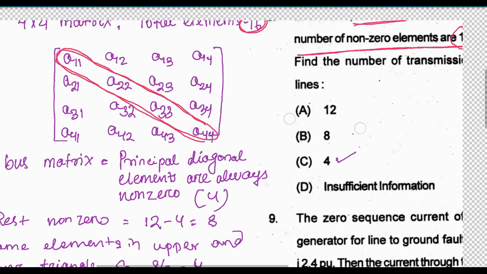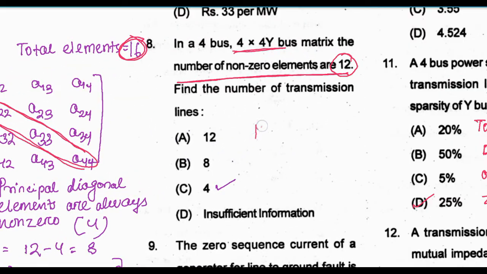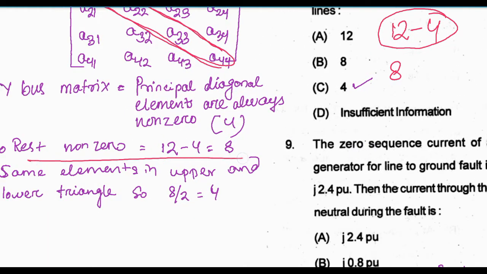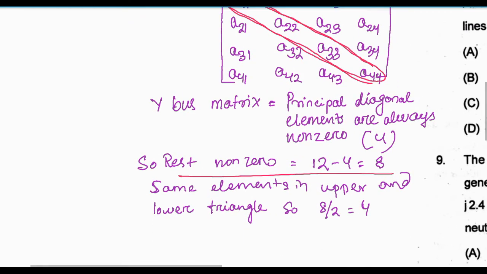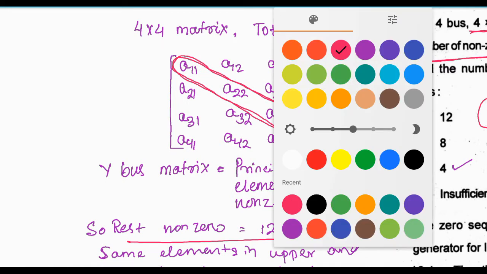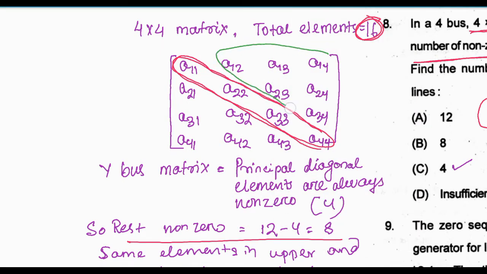Now from 12 non-zero elements, if we subtract the 4 diagonal elements, what are we getting? The off diagonal elements which are non-zero are 8. So that means from this element and from this element, in total we are getting 8 non-zero elements.